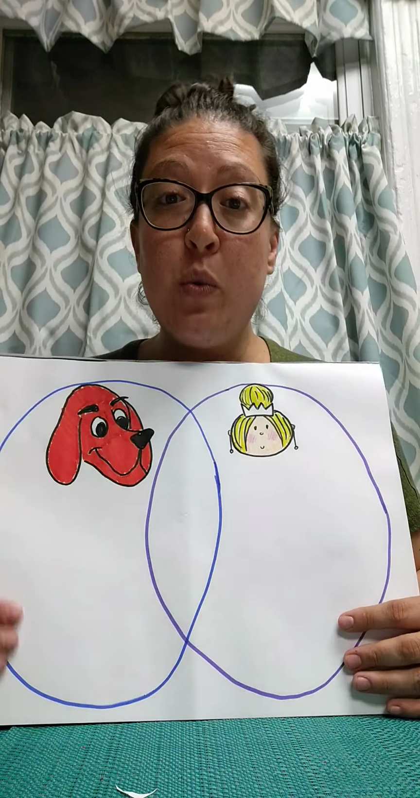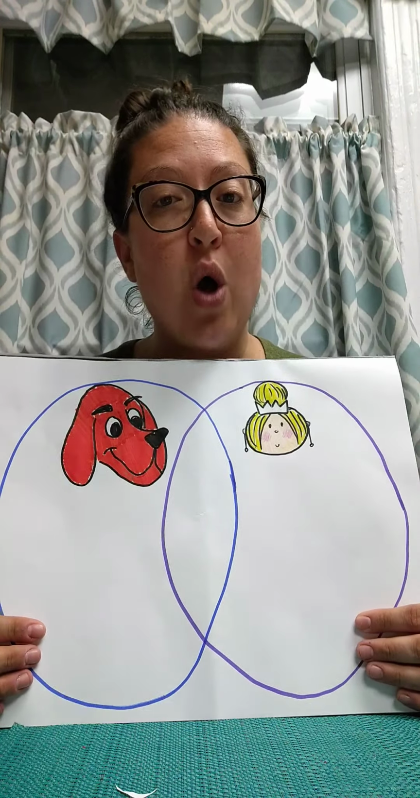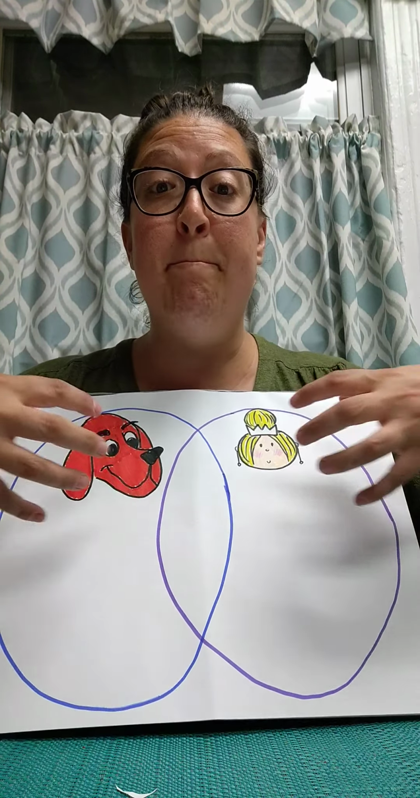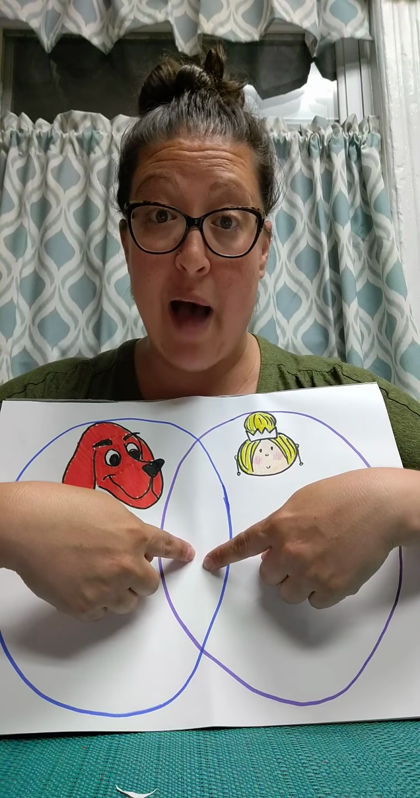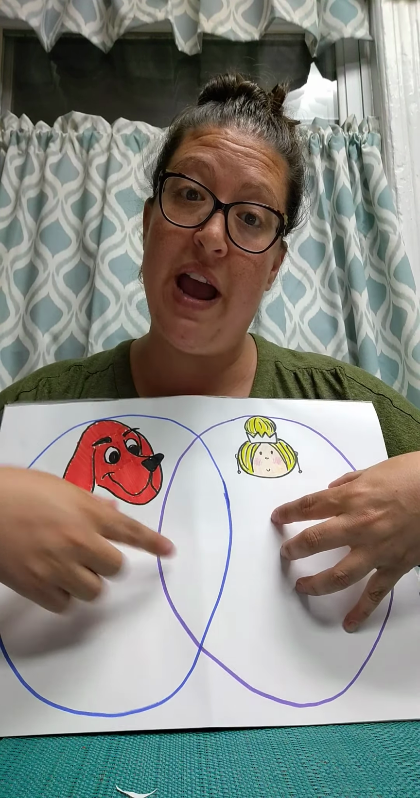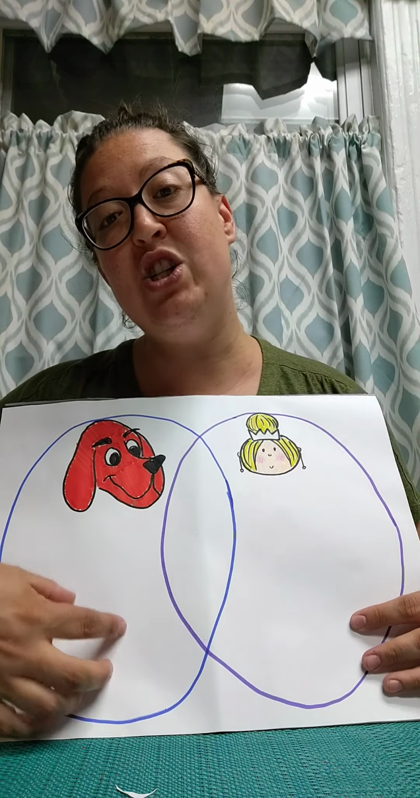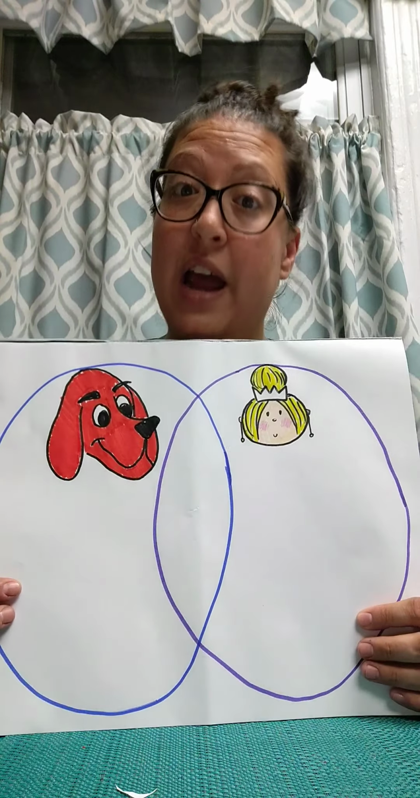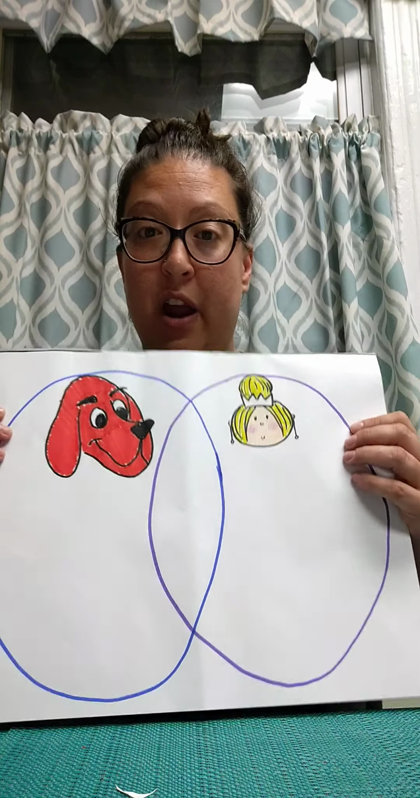After we read both stories, the things in the middle are the things that both stories have in common. The things that just this Cinderella story has go over here, and the things just the Clifford story has go over there. That's a Venn diagram. It's a great way to compare and contrast. So let's get started. First, we'll read the traditional Cinderella story.